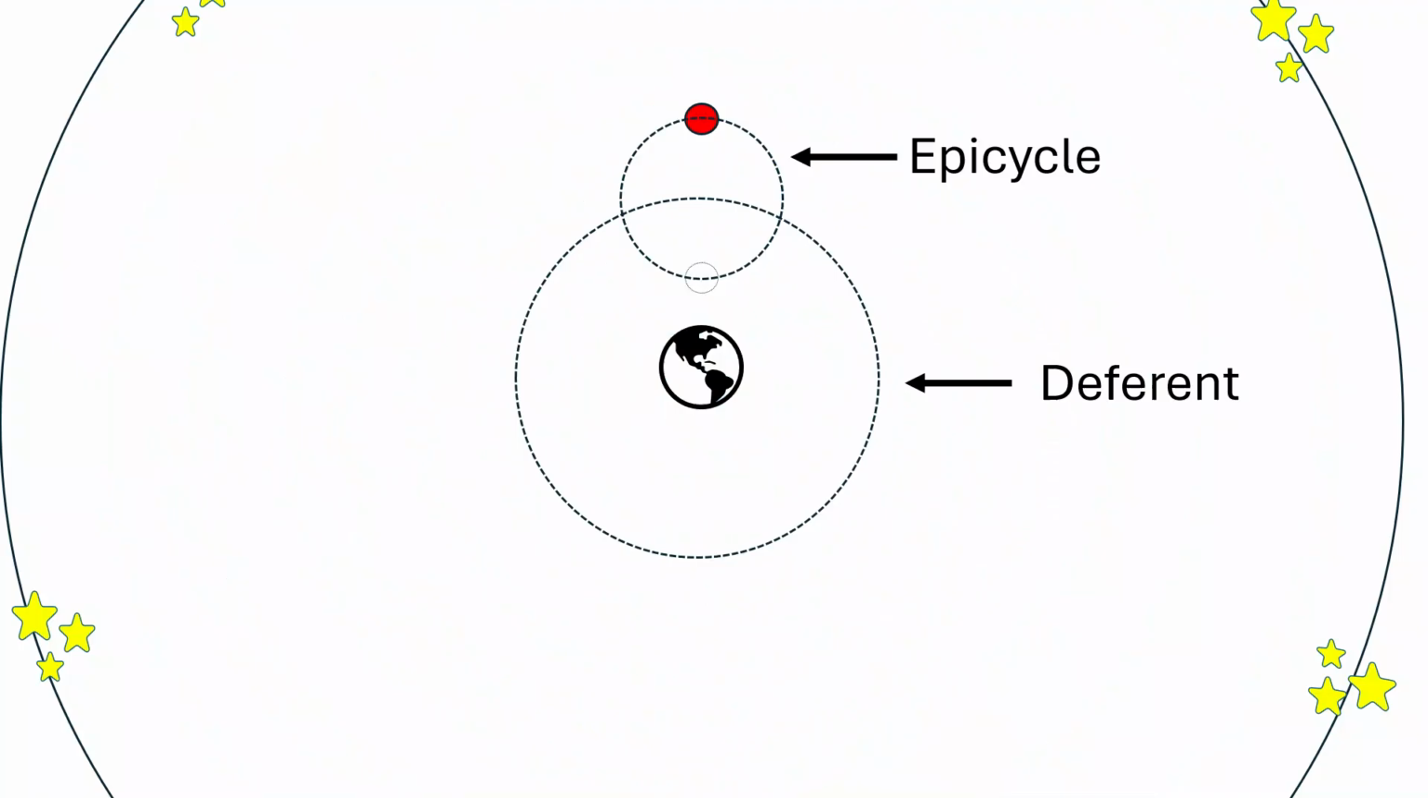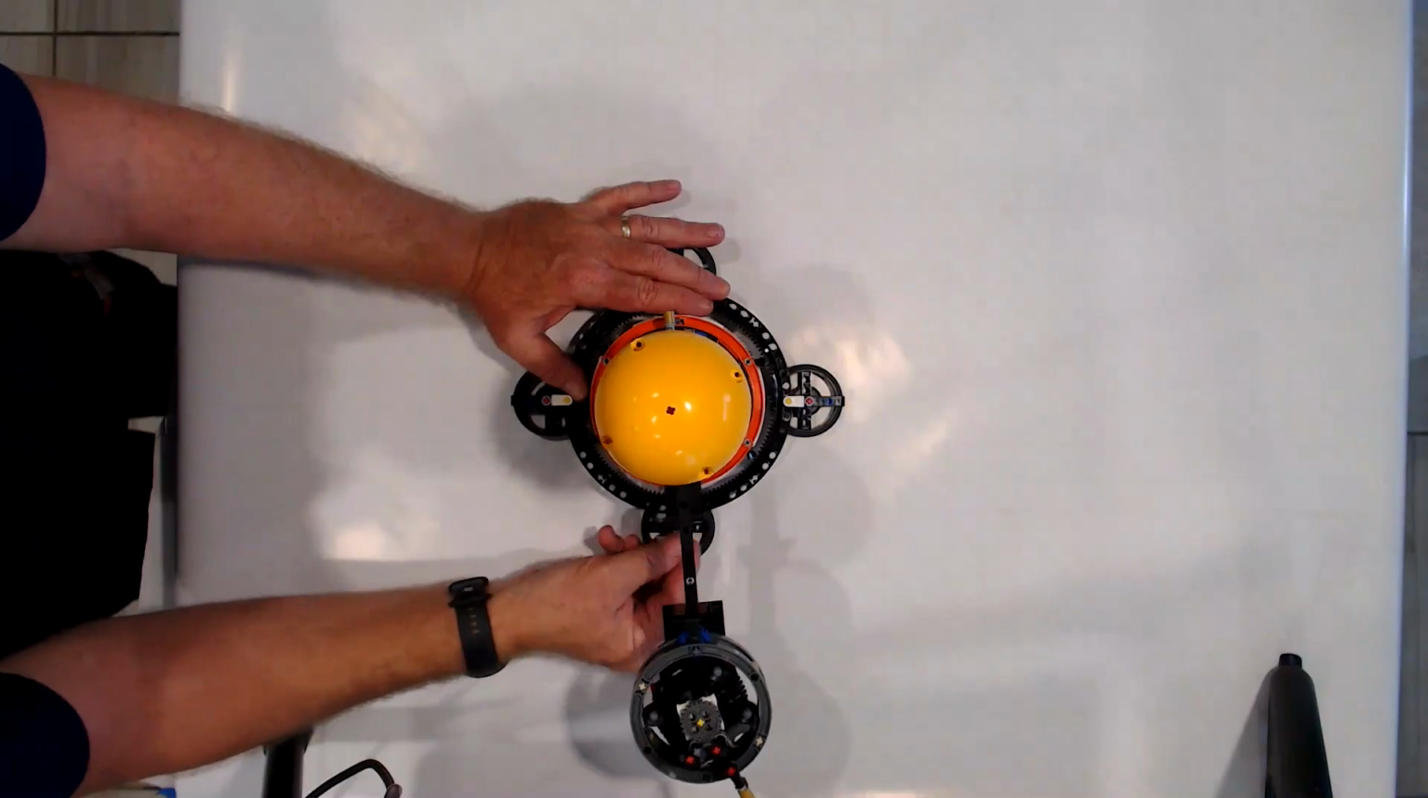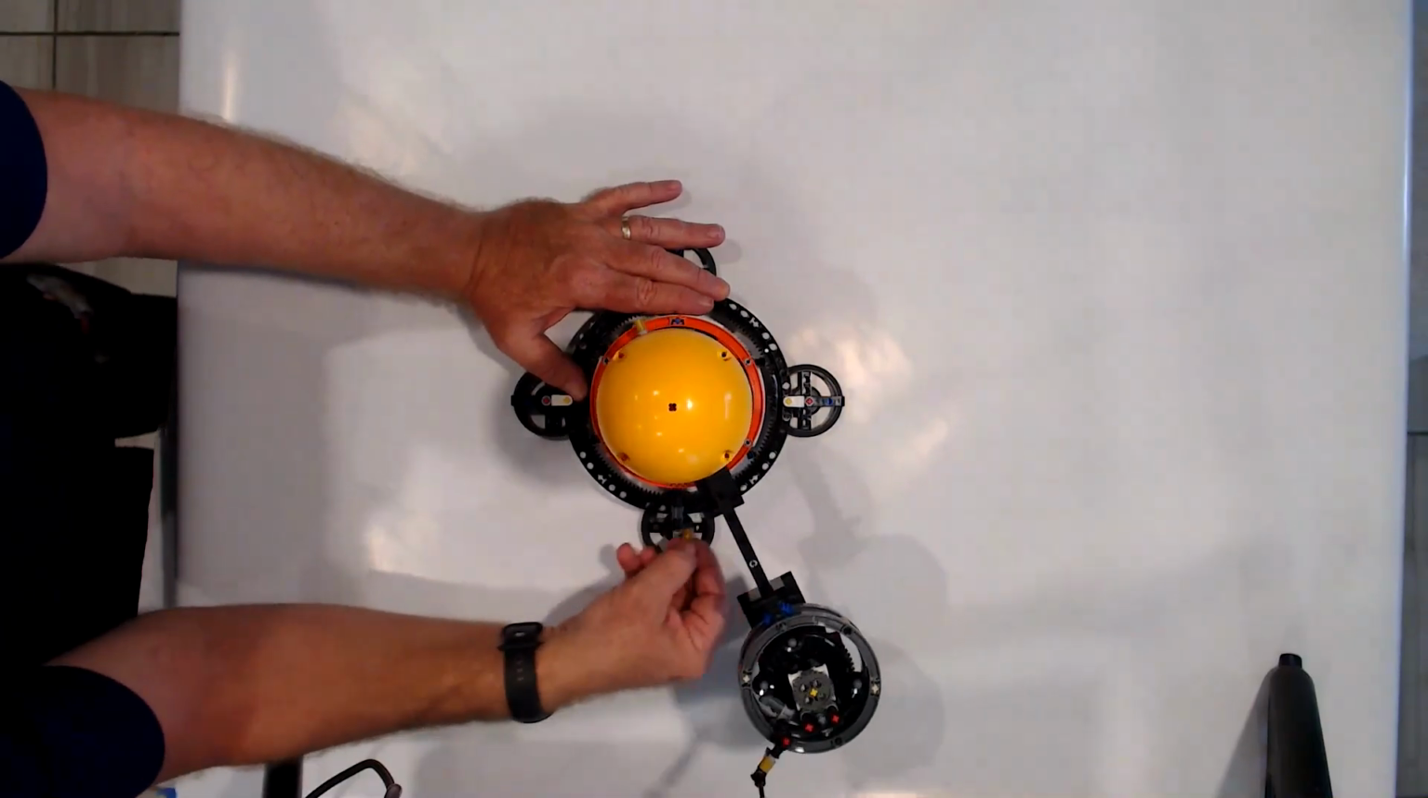Other ancient astronomers, most notably Hipparchus and Claudius Ptolemy, were able to model planetary motion more precisely and accurately by using a concept called the epicycle. With an epicycle, the planet didn't orbit the Earth in a circular path, but instead followed a smaller circular path called an epicycle. The center of the epicycle is what moved around the Earth in a circular path called the deferent. We can use the Lego model to visualize this motion.